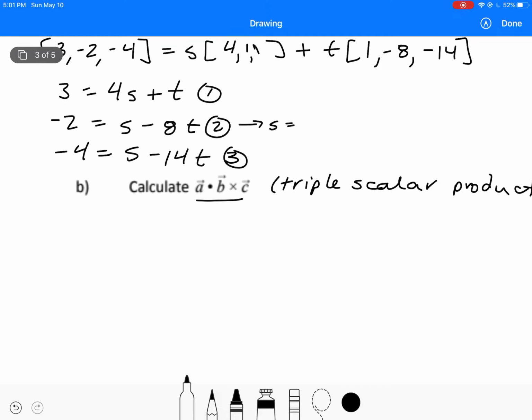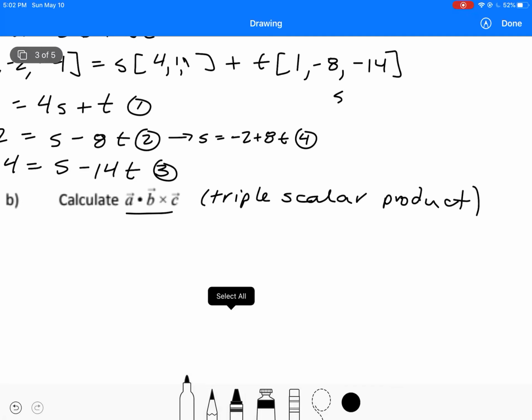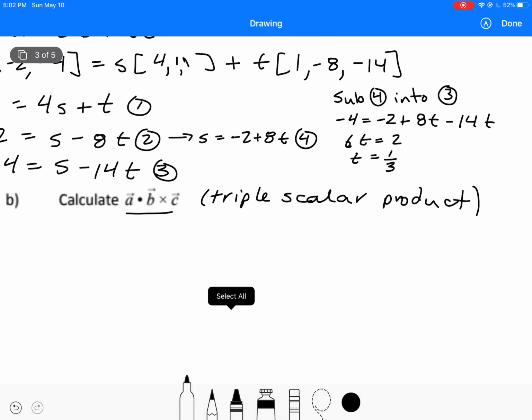So here, to start, I will rearrange for s. So I've got minus 2 plus 8t. If they are consistent in the third one, that means that my 3 vectors are going to be coplanar. So I'm going to carry on with my substitution. You could use a different method. It doesn't really matter. There are lots of ways to solve this system. This is one example here. And so when you solve this, you should get that t is equal to 1/3.